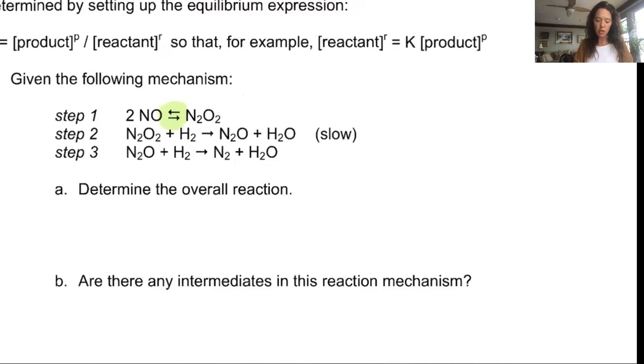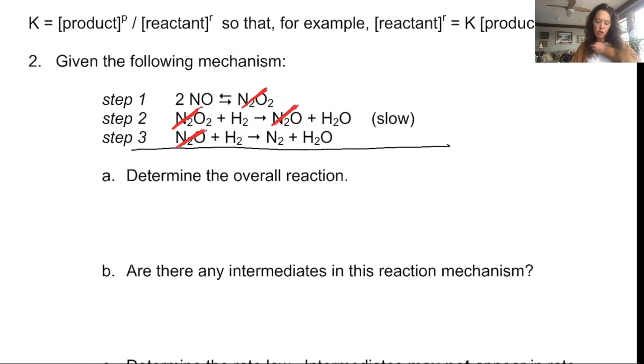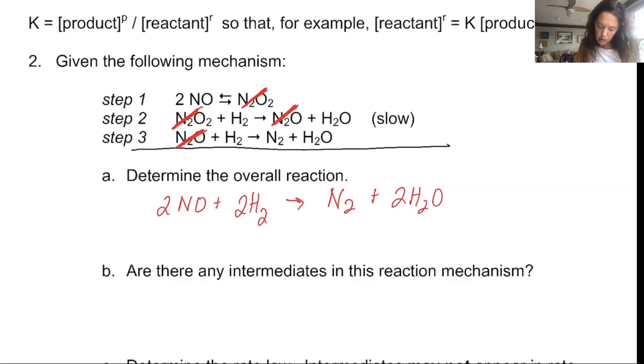So let's just look at this. Determine the overall reaction. Anything going to cancel? Let's see. This is an intermediate. It is produced and then consumed. So go ahead and pause and answer. I should have let you do that. We've got 2NO, 2H2, I'm just giving you options, N2 plus 2H2O. It's easy.